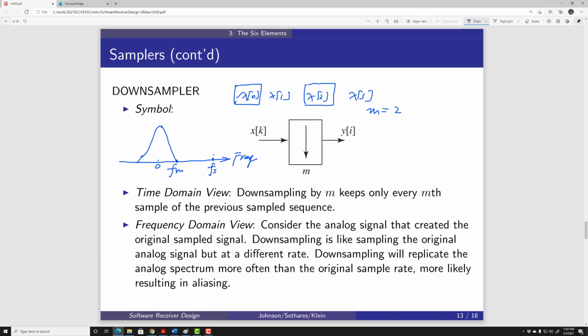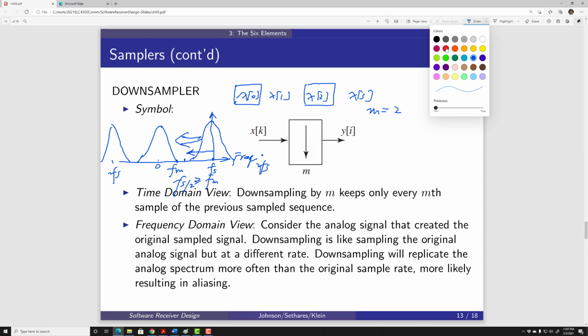In fact, because I'm doing the sampling, I will have a copy around Fs, another copy around 2Fs, another at 3Fs, and at negative Fs, and so on. Because Fs over 2, which is this point, the Nyquist frequency, is greater than or equal to Fm, there is no aliasing effect in this case. If we do downsampling, we move Fs down towards 0, so this copy will move to the left. If it moves to somewhere here, for instance, then I will have this aliasing effect because these two tails overlap, and that gives me some corruption in my original signal.